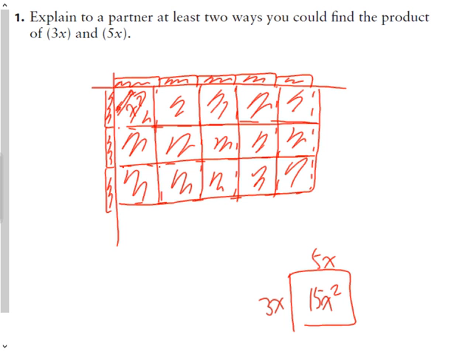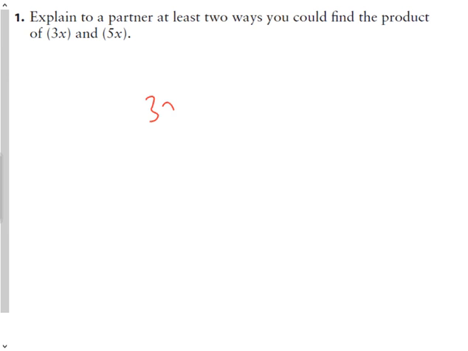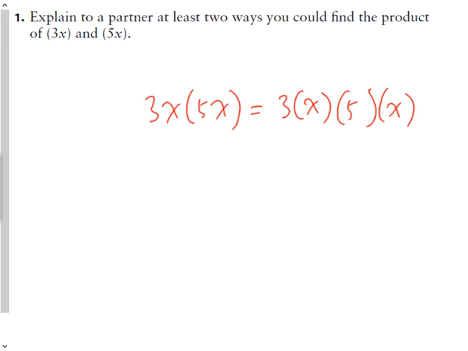The other way you can do it is to think about 3x multiplied by 5x as the product of parts. So it's 3 multiplied by x, that's what 3x means, multiplied by 5 multiplied by x. According to the associative property, the order in which you multiply terms does not matter. So I could rearrange my 3 and my 5, which are my coefficients, together, and my x's together, and I end up with 3 times 5 being 15.